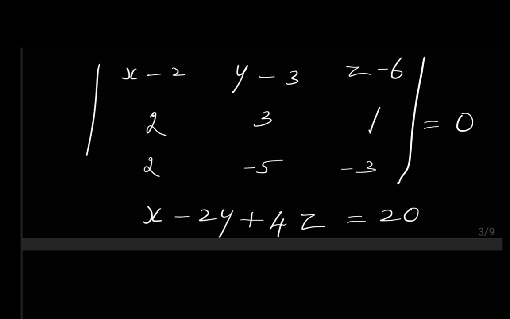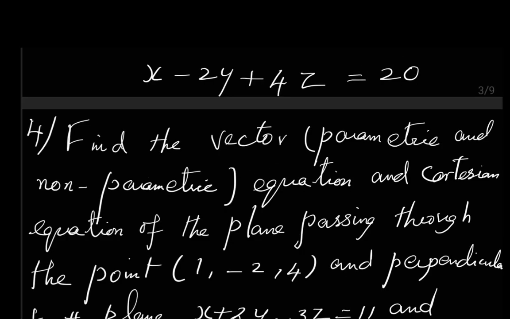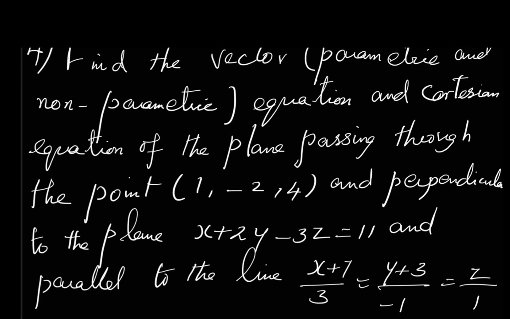Next, I am going to do the fourth sum for you. Find the vector, parametric and non-parametric form of equation and Cartesian equation of the plane passing through the point 1 minus 2 4 and perpendicular to the plane and parallel to the line.